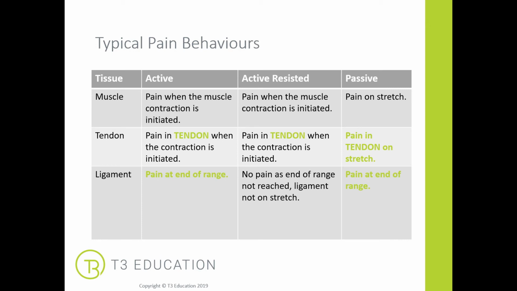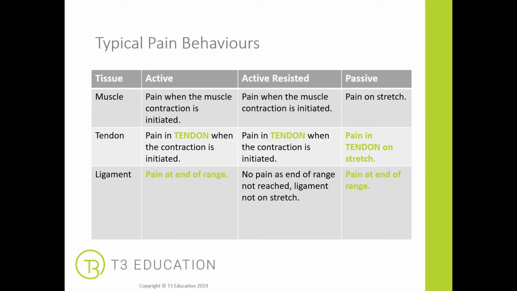Next, we'll do an active resisted contraction, so against resistance. Again, if your client feels pain, where do they feel that pain and when? Again, in the case of a muscle strain, they would still feel pain on initiation of that muscle contraction. Thirdly, we're going to stretch that target tissue. And if they feel pain on stretch of that tissue at mid to end range, then those are all indicators that it's likely muscles that are involved.